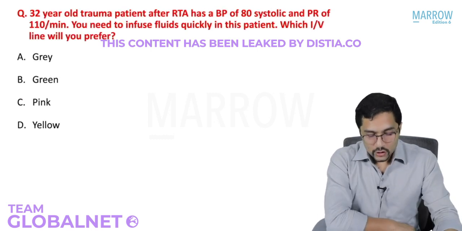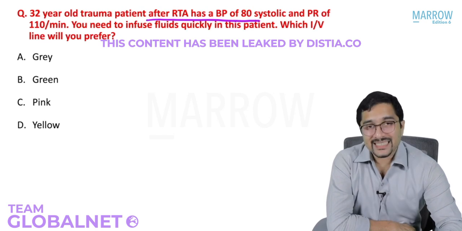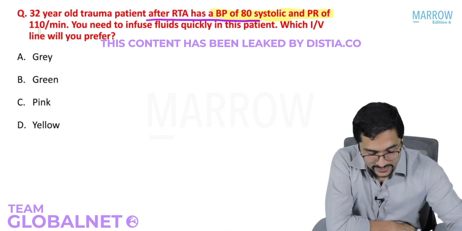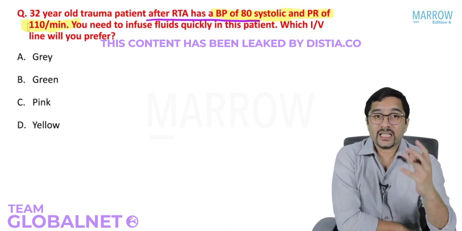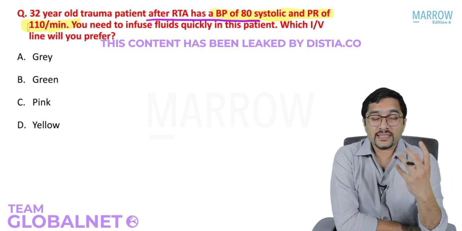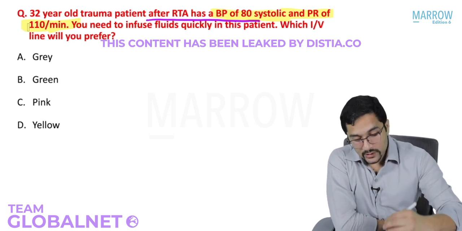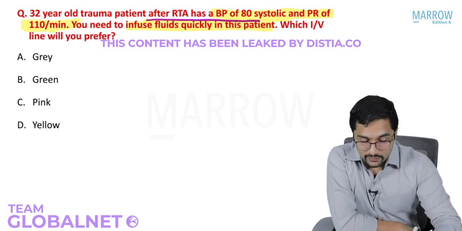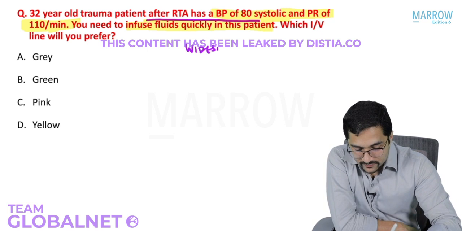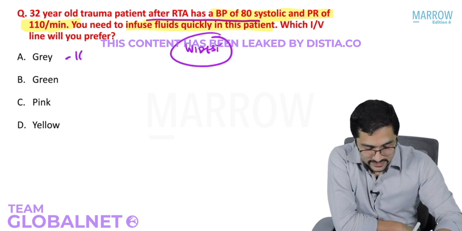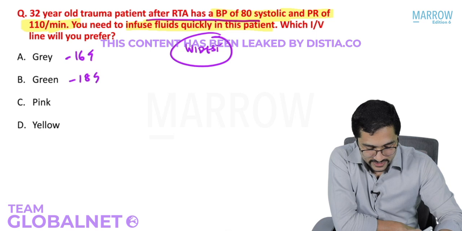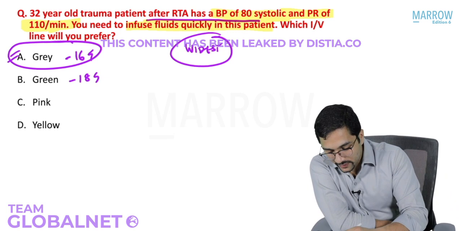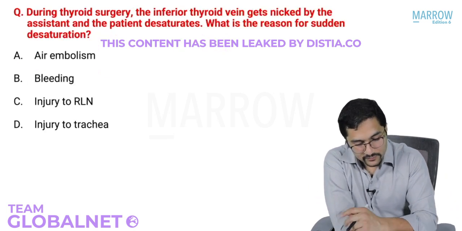A 32-year-old trauma patient after road traffic accident has a BP of 80 systolic. So hypotension and there is tachycardia. Right? Hypotension and tachycardia means there's at least class 3 shock and we need to infuse fluids quickly. So which IV line will you prefer? What did I tell you? We will use the widest possible IV line. And here gray is 16 gauge, green is 18 gauge. So which one will you prefer? We will prefer a gray cannula in these patients.